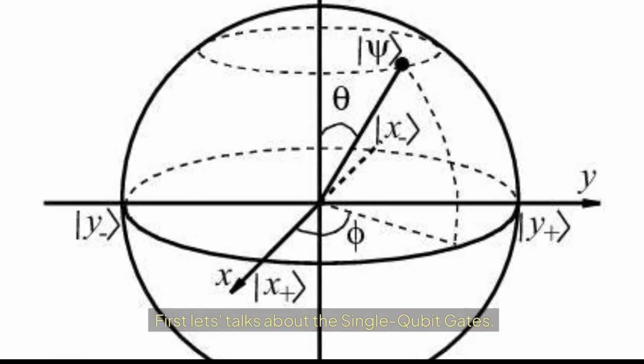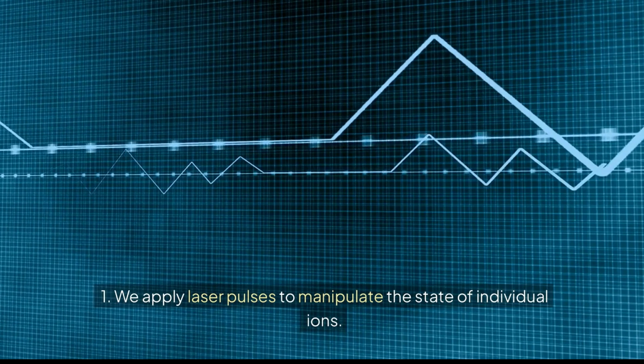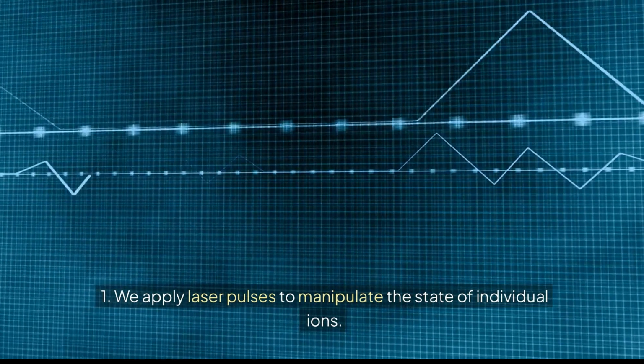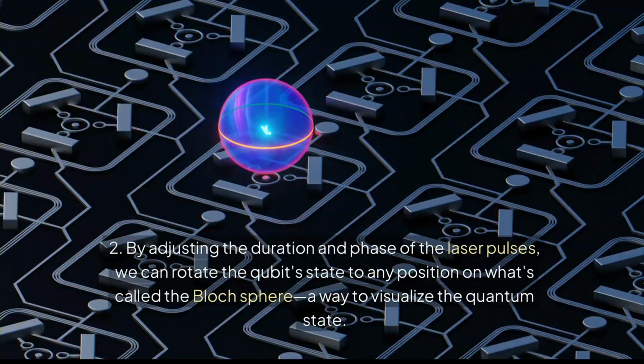First, let's talk about the single qubit gates. 1. We apply laser pulses to manipulate the state of individual ions. 2. By adjusting the duration and phase of the laser pulses, we can rotate the qubit state to any position on what's called the Bloch sphere, a way to visualize the quantum state.